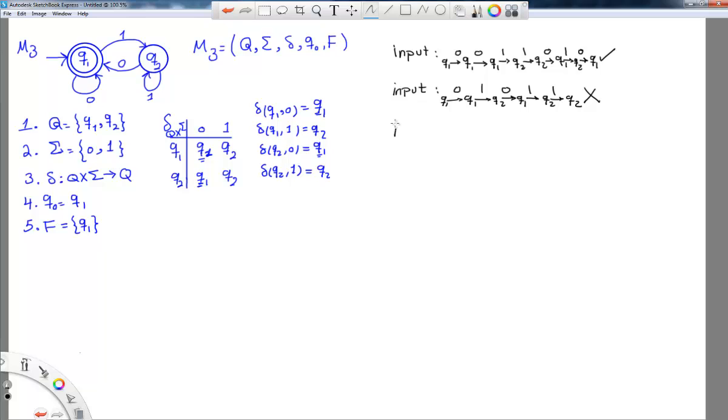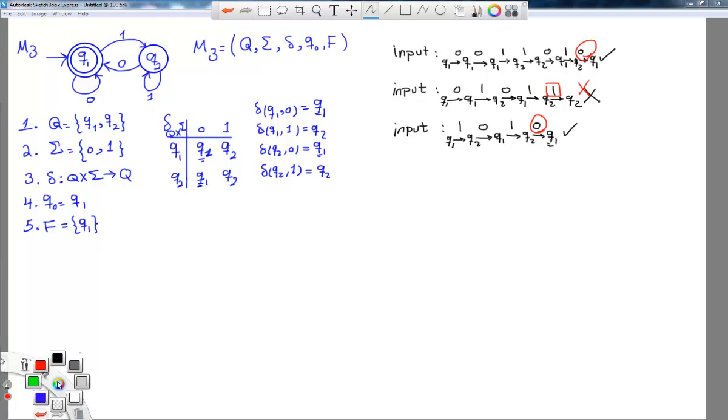Let's try an input that starts with a 1, 1, 0, 1, 0, right? So you start at q sub 1, see a 1, go to q sub 2, see a 0, back to q sub 1, see a 1, go to q sub 2, see a 0, go back to q sub 1. Q sub 1 is an accept state, so you accept that string. So you see all of these strings that end with a 0, they'll be accepted, and the strings that end with a 1, they end up being rejected.